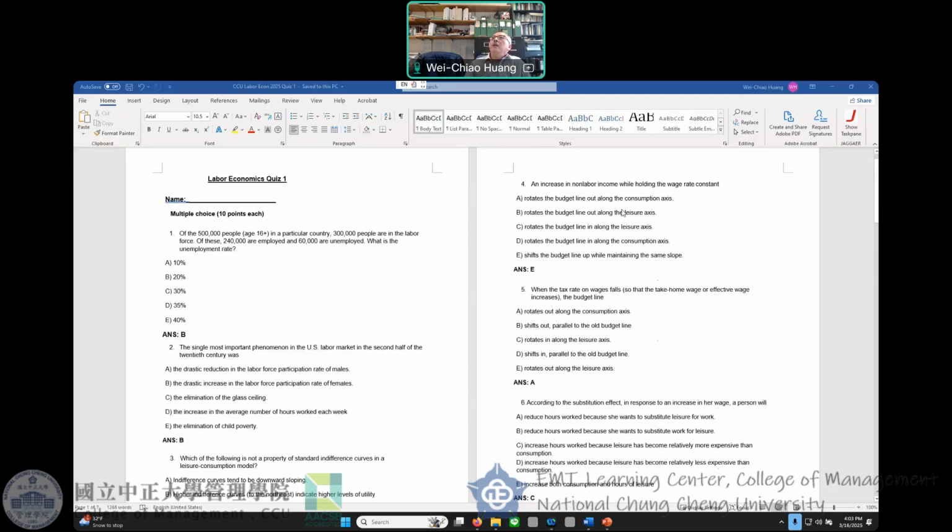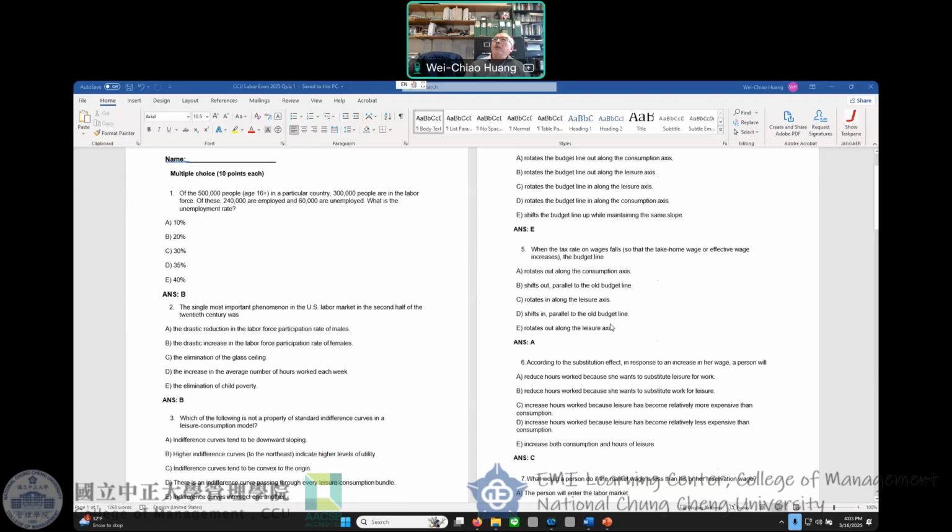Then we move on to number 4. An increase in non-labor income while holding the wage rate constant would do what? The answer is E, shift the budget line upward while maintaining the same slope. So it's a parallel upward shift of the budget line, because the only thing that happened is the increase in non-labor income. Nothing happened to the wage rate. We're holding the wage rate constant.